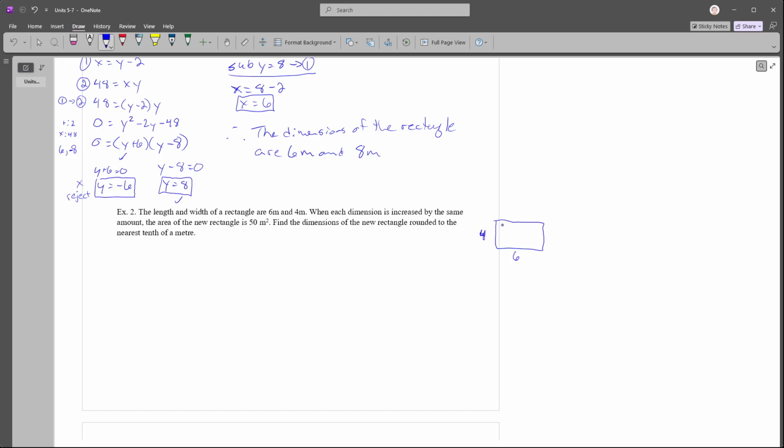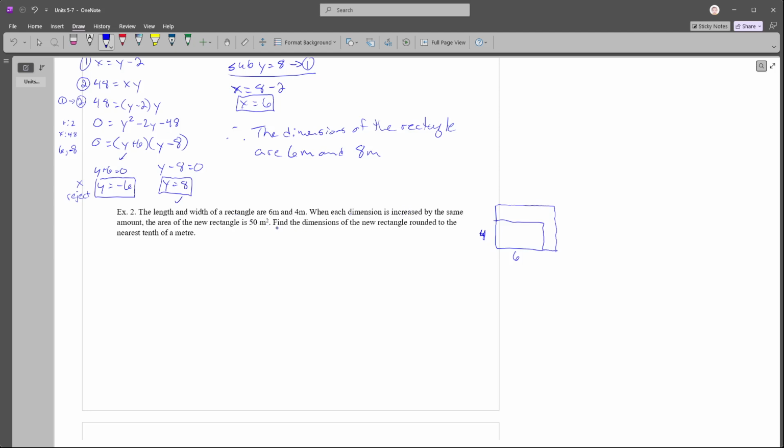Great. Does that help us? I don't know. Let's read the rest of the question. So the length and width of the rectangle are 6 meters and 4 meters. When each dimension is increased by the same amount, the area of the new rectangle is 50 meters squared. So that means that the length is going to get a little bit longer, but it also means the width is going to get a little bit longer. So what's going to happen is we're going to create a new rectangle that looks like this. Now, the thing is, it says that each dimension is increased by the same amount.